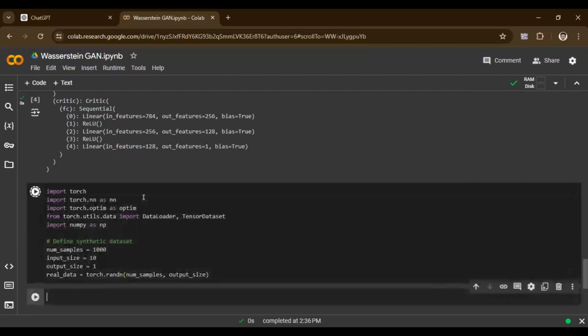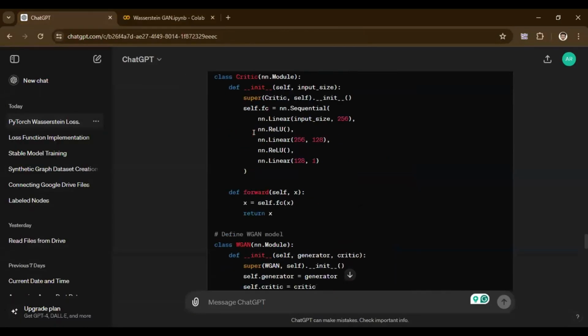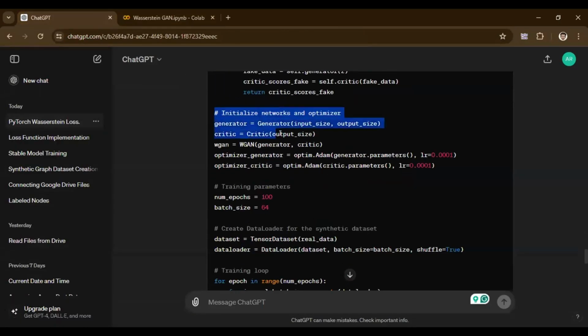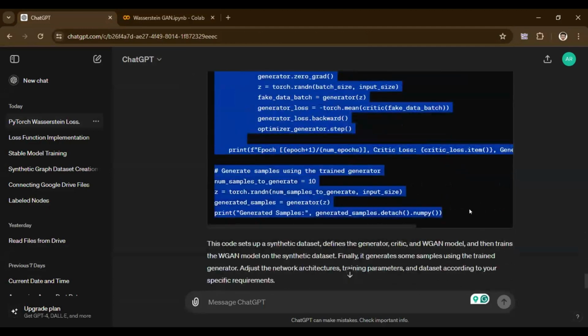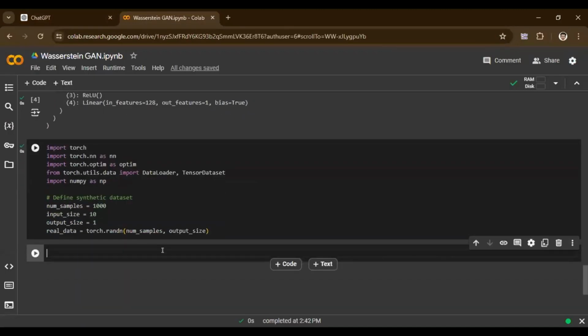the class or the architectures for this, and we'll be copying this part of generating the generator and the critic and also the WGAN. And for this one, they are using the Adam optimizer, and it is used to optimize the generator and also the critic. Yeah, and copy this code.